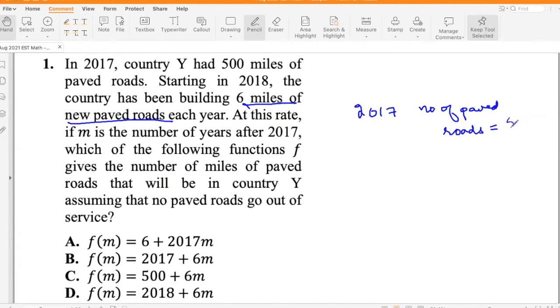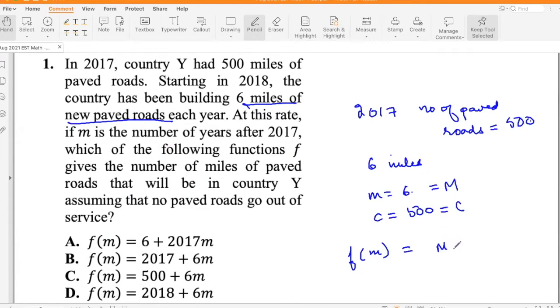was 500, and it is increasing at the rate of 6 miles, right? So the slope is 6 and the y-intercept is 500 because that's the initial value. So the function in terms of m, where m is the number of years after 2017, would be, let's call this capital M and this capital C. So that will be m times small m plus c, similar to mx plus c. So that's 6m plus 500. So f(m) would be 500 plus 6m, option C.